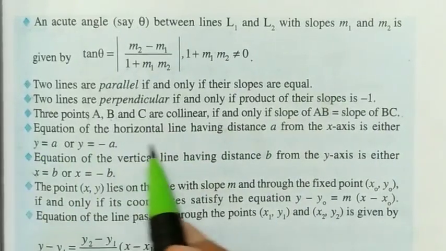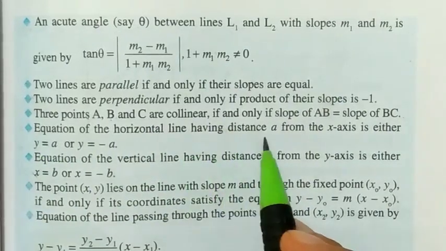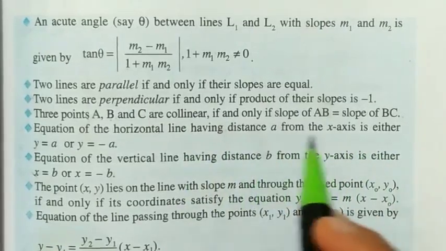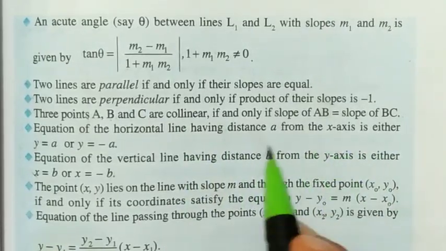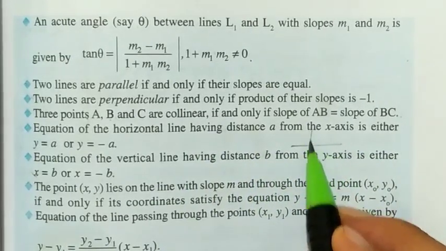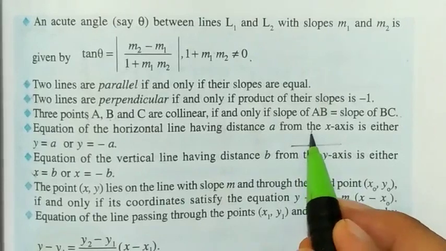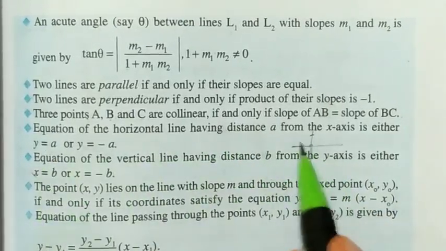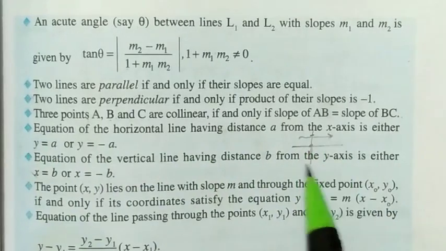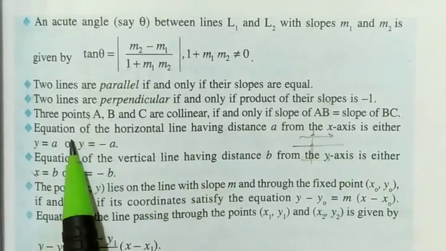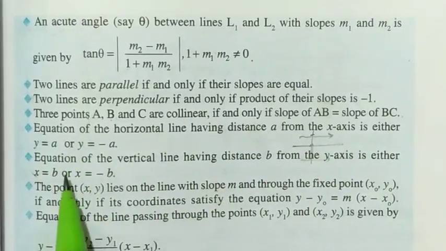Next point, the equation of the horizontal line having distance a from the x-axis. Let's say this is the x-axis and this is distance a. So distance a can be upward or downward. So the equation will be what? y equals a or y equals minus a. So you have to remember this, don't make this mistake.